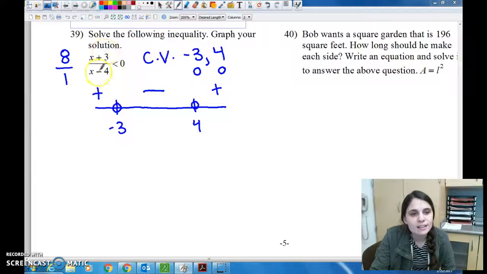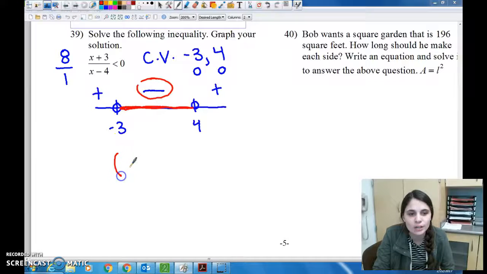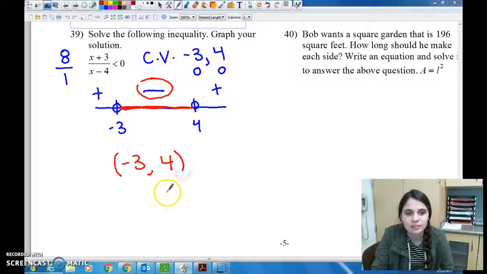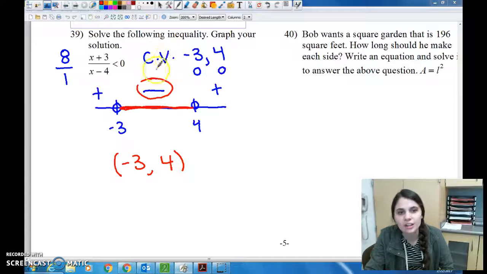If I look right here, this is looking for numbers that are less than 0. So numbers less than 0 would be a negative number. Wherever my graph is negative, which is right here, that's where I'm going to draw my graph, because I'm looking for numbers less than 0. And then I can just list this as an interval. Since these are open circles, I use parentheses, -3 to 4 in parentheses. All of this is expected for this problem: to find the critical values, graph it, and list the interval.